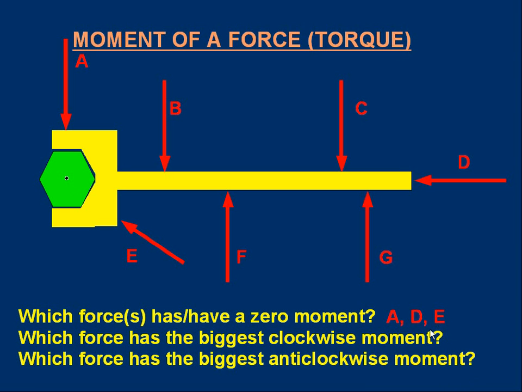Which force has the biggest clockwise moment? Well, I hope you can see that only B and C have clockwise moments. And I hope you know that if you apply a force further away from the fulcrum, it has a bigger turning effect. It's a lever. So the answer to the second question is C. C is furthest away from the fulcrum and it will have a bigger turning effect than B. And the last one, similar argument, is G, that's got the biggest anti-clockwise or counterclockwise moment.